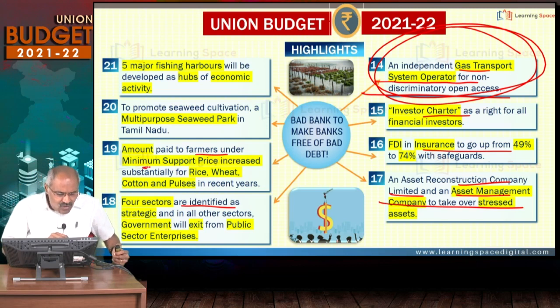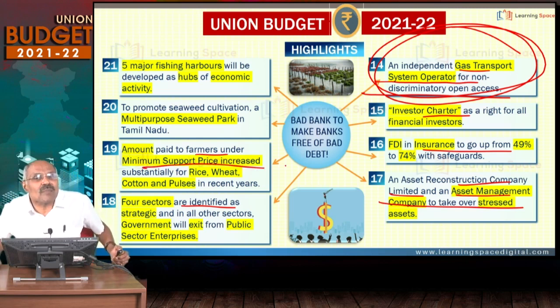Then amount paid to farmers under minimum support price mechanism. All of you are familiar. The government procures rice, wheat, cotton, pulses at minimum support price. The government said the government procurement under minimum support price during the past 5-6 years increased substantially. So friends, the government tried to allay the fears, or you can say the government tried to give the message that at minimum support price we are procuring more and more, so farmers should not have any fear on this count.